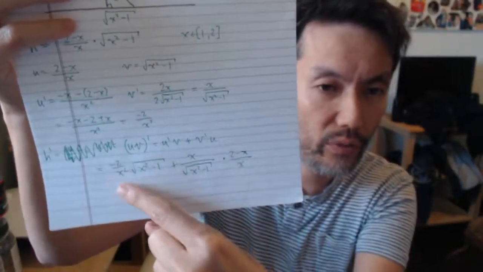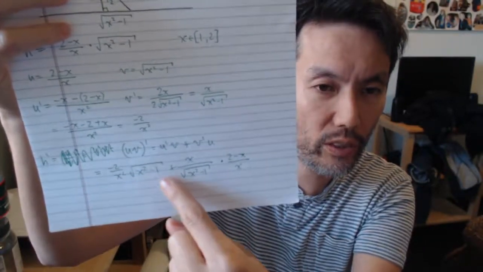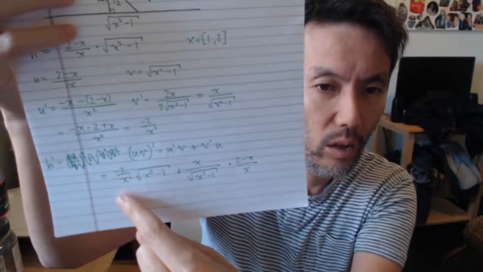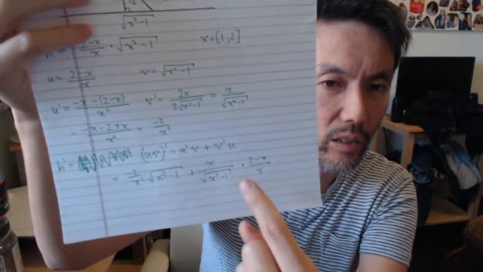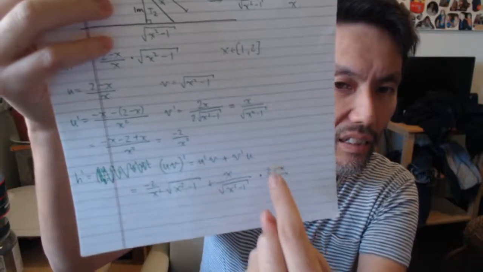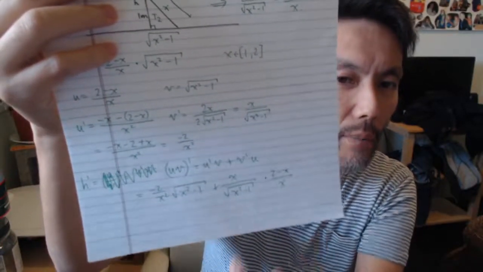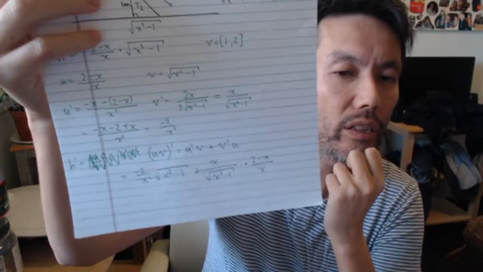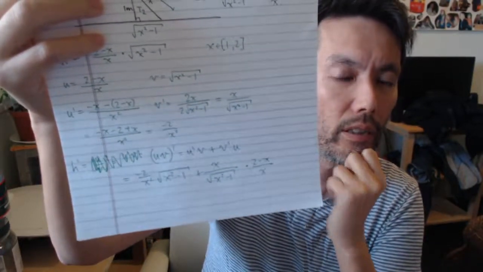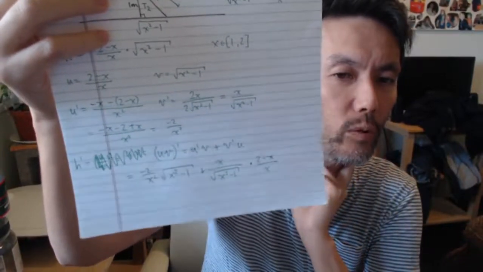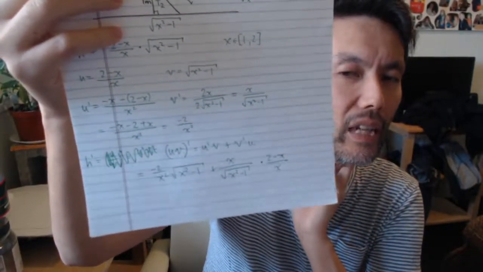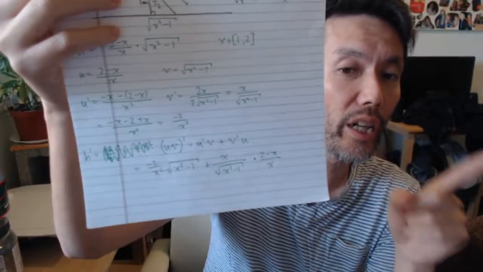I note that down here, the denominator of this first term is x squared, while the denominator of this term over here is x times square root of x squared minus 1. So if I want to make a common denominator, I'll multiply the first term, top and bottom, by square root of x squared minus 1. And I'll multiply the second term, top and bottom, by just x.